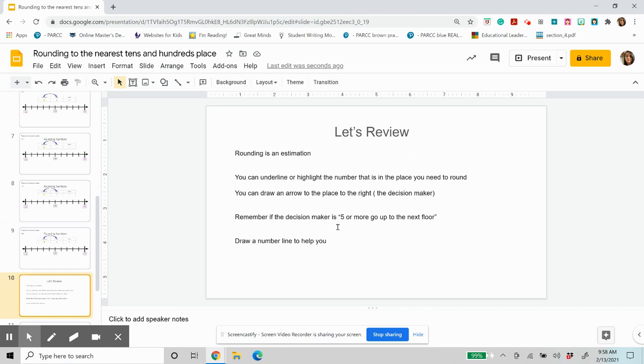And then remember the decision maker. If it's 5 or more, go to the next floor. You can certainly come up with your own rhyme that makes more sense.